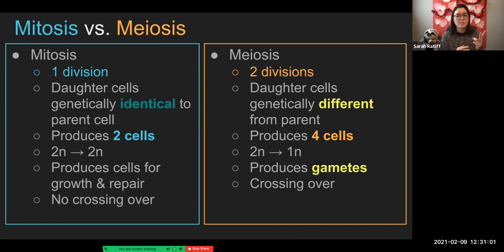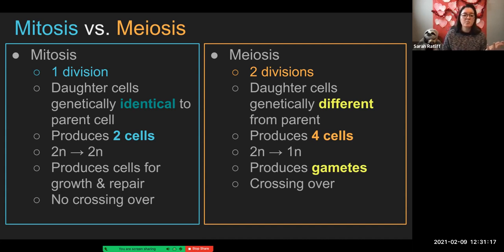Mitosis produces 2 cells that are diploid. We're starting with diploid, we're ending with diploid. Meiosis produces 4 cells, starting with diploid, ending with haploid. Only 1 copy of each of those chromosomes.